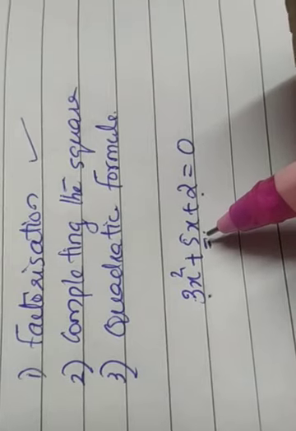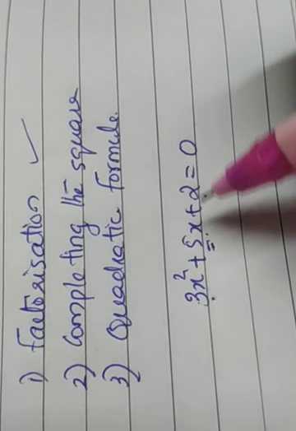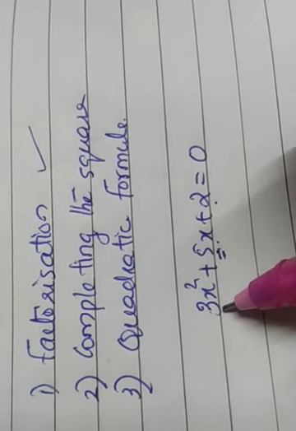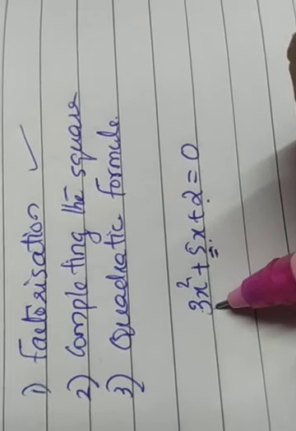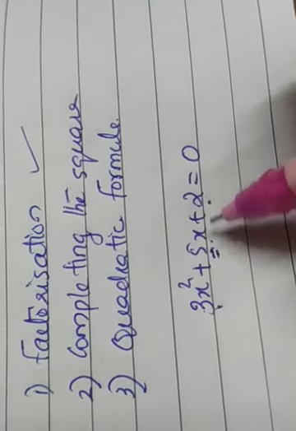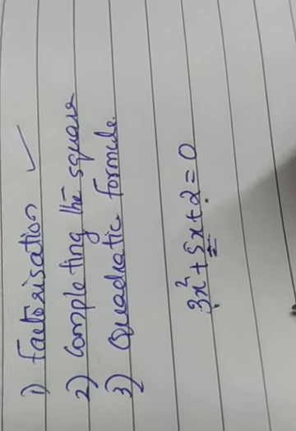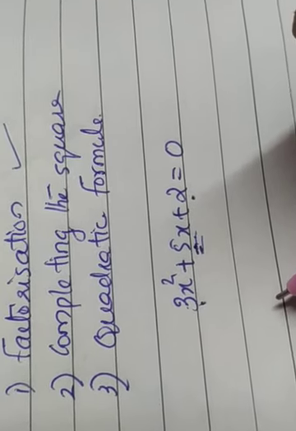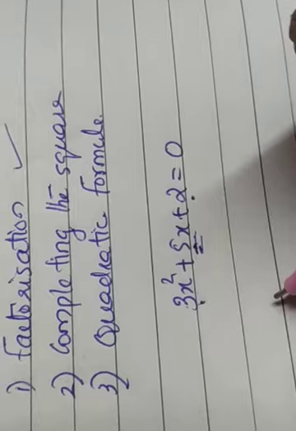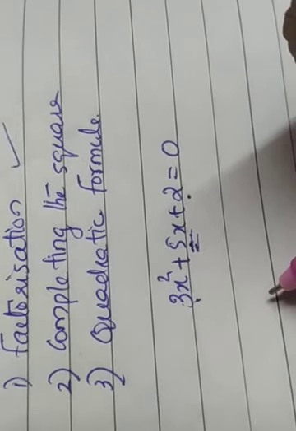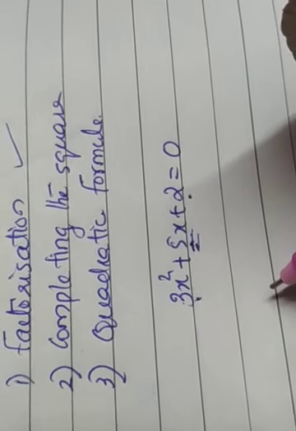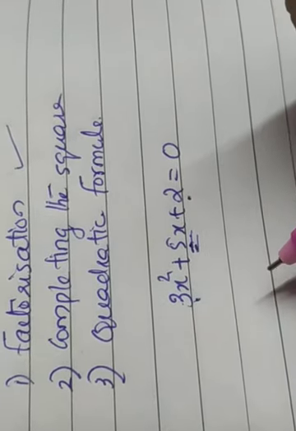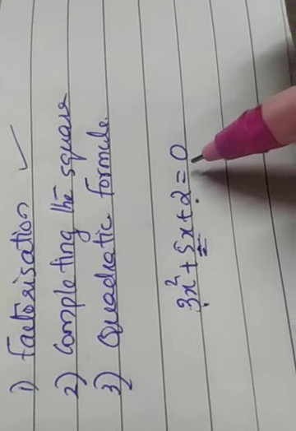We have to find two numbers so that the sum of those two numbers is the coefficient of x and the product of those two numbers is the product of the coefficient of x² and the constant term. Then we split the middle term, took the common term outside, factorized it and got two linear factors. We equated each linear factor to 0 to get two values of x. Either we were getting two equal values, otherwise two different values, and in some cases we were not able to find the solution. That was the method of factorization.